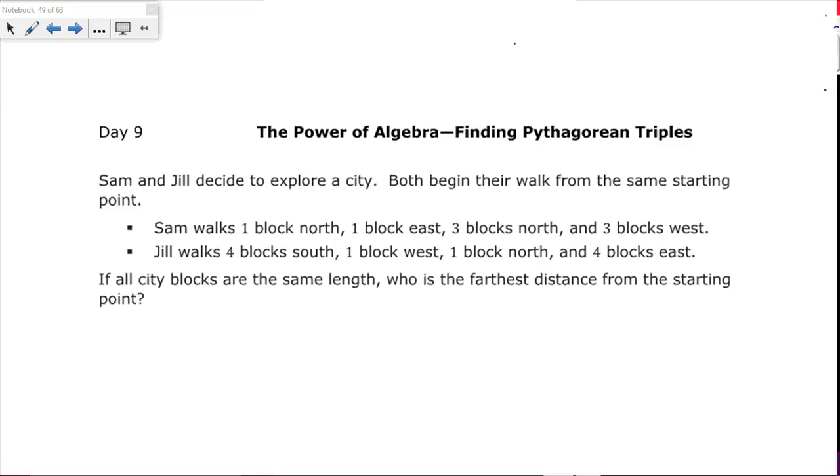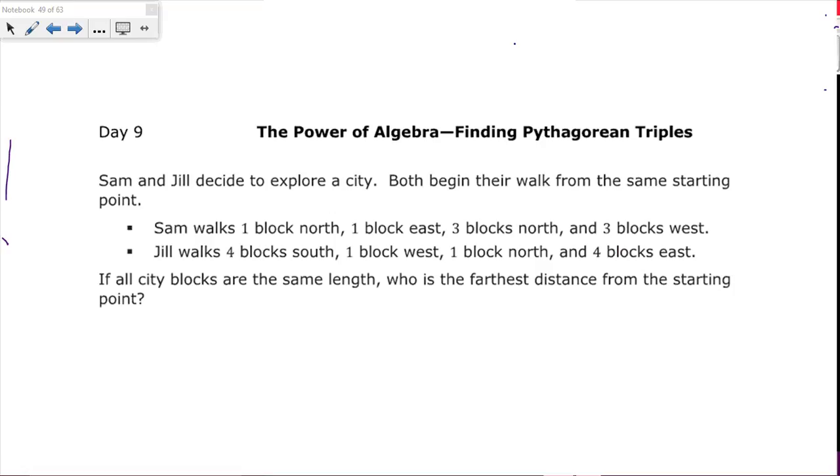Sam walks 1 block north, 1 block east, 3 blocks north, and 3 blocks west. Jill walks 4 blocks south, 1 block west, 1 block north, and 4 blocks east. If all the city blocks are the same length, who is the farthest distance from the starting point?